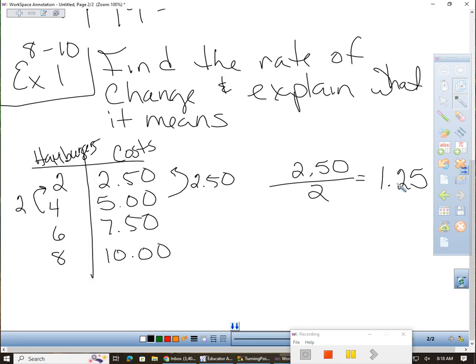Okay. So now that we found the rate of change, the second part says explain what it means. So remember that this is technically y over 1, right? So the cost is $1.25 over or per 1 hamburger. So you're just explaining what it means. And take the labels that are up here to help you explain it, okay?